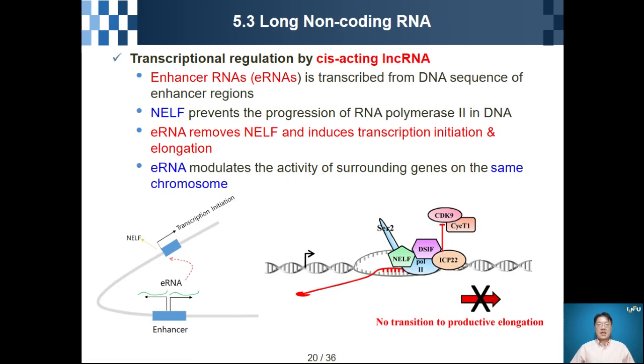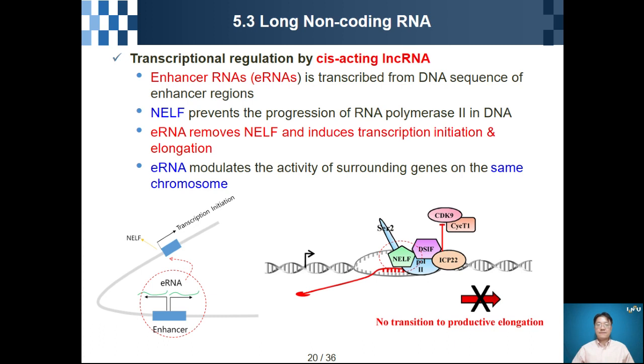So in this slide, I will explain one example of transcriptional regulation by cis-acting long non-coding RNAs. We learned that eRNA is transcribed from the DNA sequence of the enhancer region. This is eRNA, and it can be transcribed in a bidirectional manner. After that, we also have to know another transcription factor.